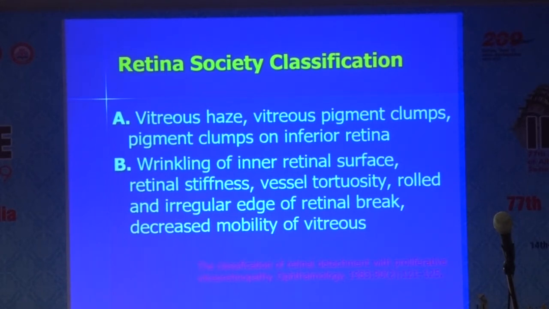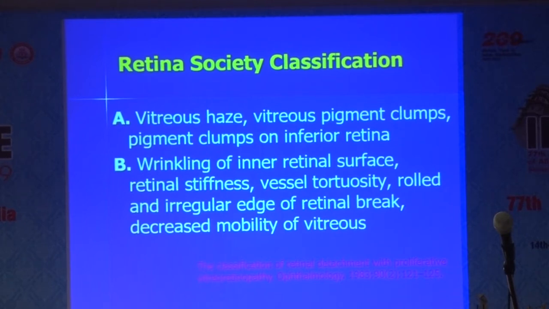You see, this is the original 1983 classification. We use it. In A, there is vitreous haze, vitreous pigment clumps, as well as vitreous clumps on the inferior retina. And I mentioned the wrinkling; I showed you some examples. The retina gets a little stiffened. You have more vascular tortuosity, as well as the rolled and irregular edges of the retinal breaks.